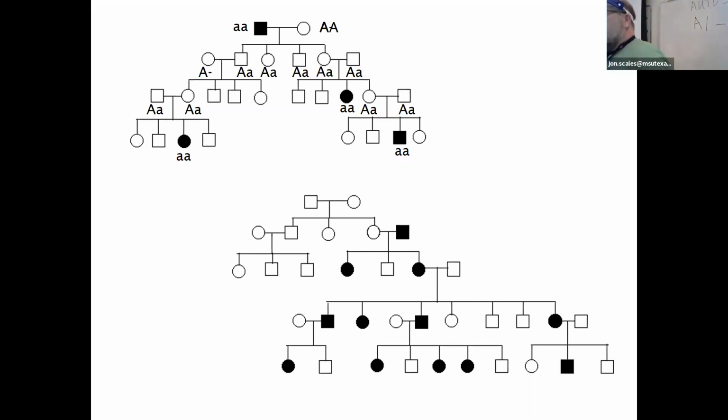The first thing to think about would be trying to say is it dominant or recessive. Are there any affected individuals whose parents were unaffected? Are there any affected individuals whose parents you don't know about?